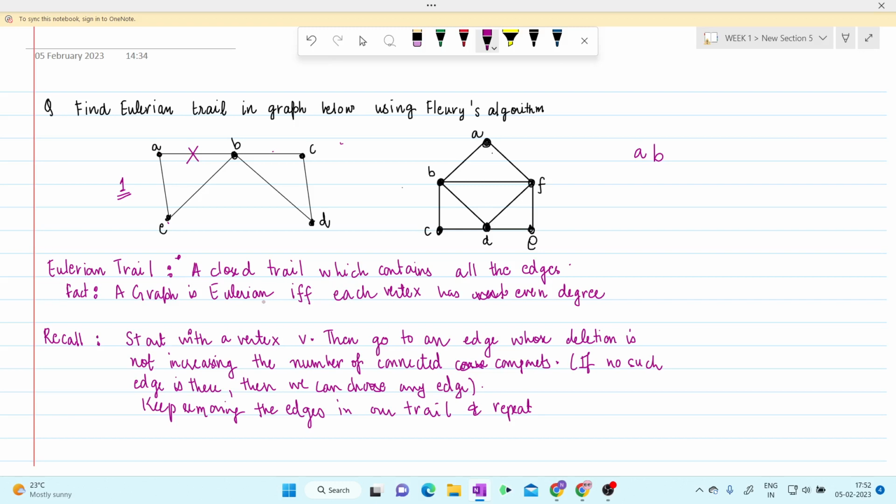So we have to pick an edge whose deletion won't increase the number of connected components. Suppose I remove BE, and I have already removed AB. What is the number of connected components now after removal of BE? Two. So we can't. Yes, good. According to our algorithm, we can't choose BE.